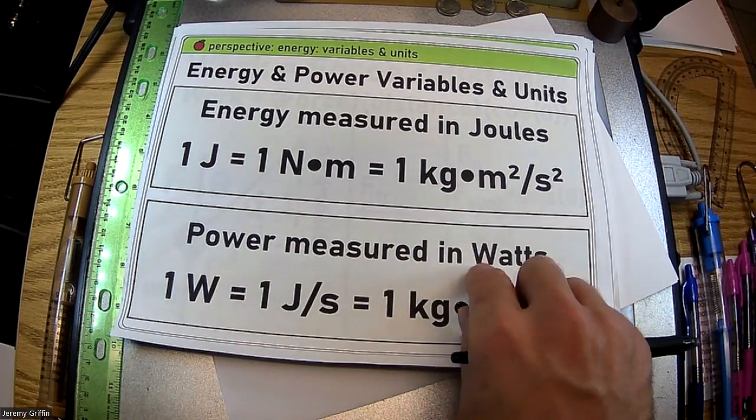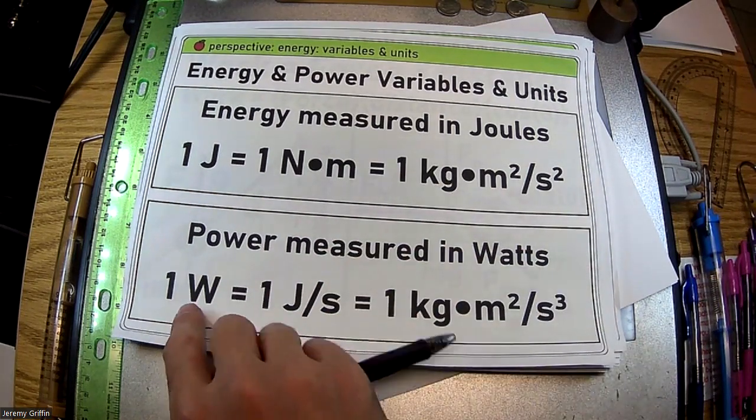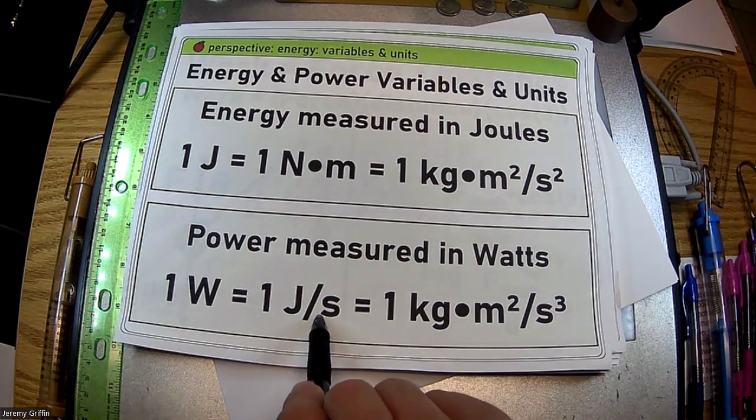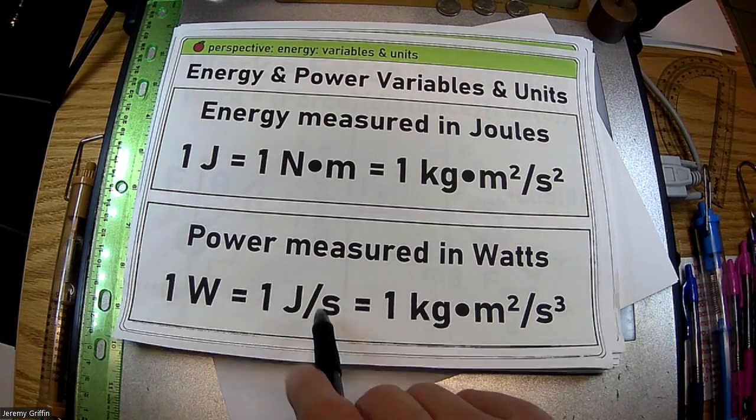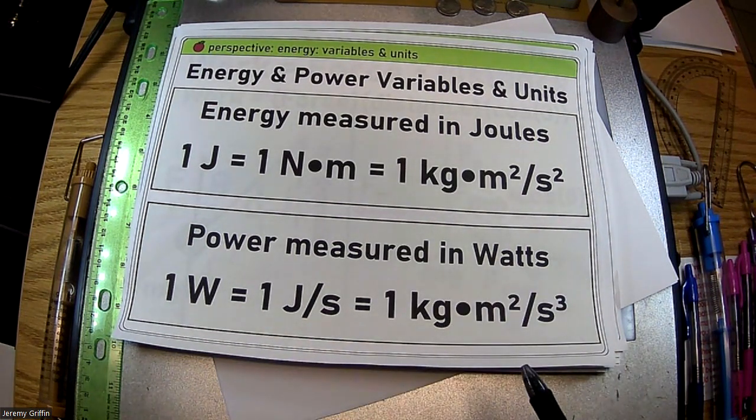And then power, measured in watts. That's like a rate of energy. Look at that, 1 watt is 1 joule per second, right? So if you have a 40-watt light bulb, it's pulling 40 joules per second, either off the grid or from a battery.